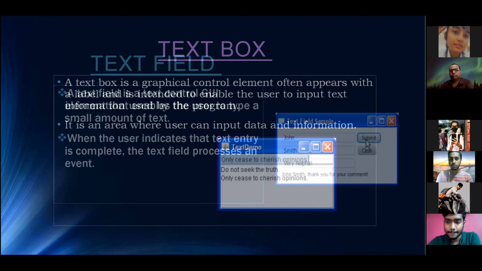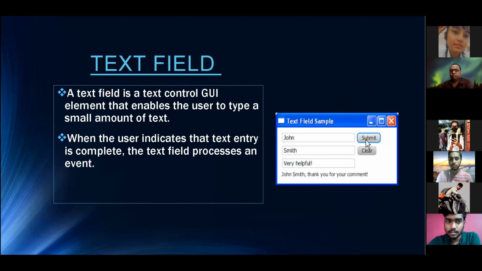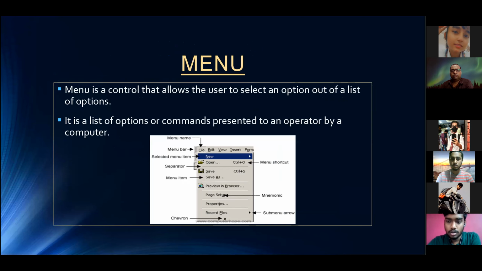Second, text field. It is a text control GUI element that enables users to type a small amount of text. When the user indicates that text entry is complete, the text field processes an event. Third, menu. It is a control that allows users to select an option out of a list of options. It is the list of commands presented by the computer. Now the further part will be discussed by Ashish. Thank you, sir.